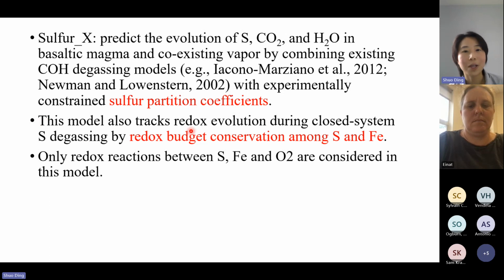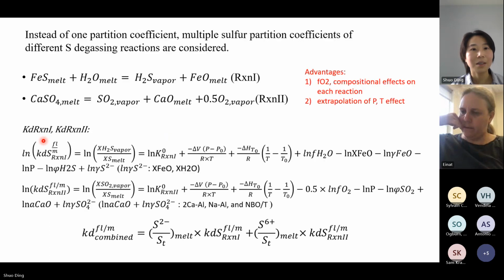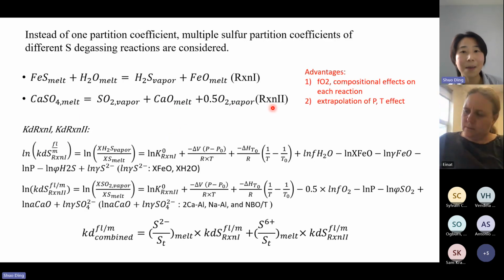This model also tracks the redox change, predicted using the sulfur and iron reaction. And so here is how SulfurX models the sulfur degassing. So basically, these are the two reactions. Again, we write the reactions first, right?